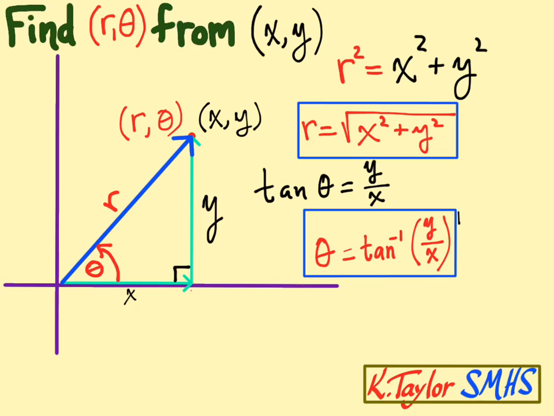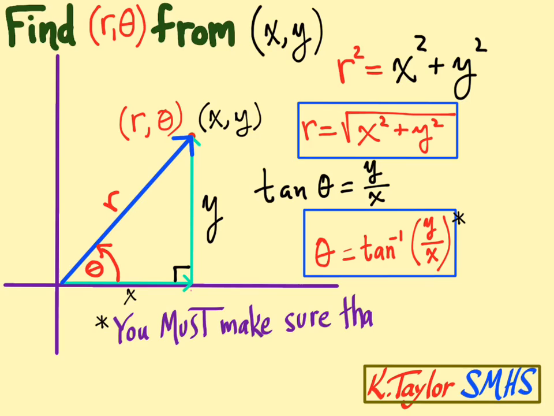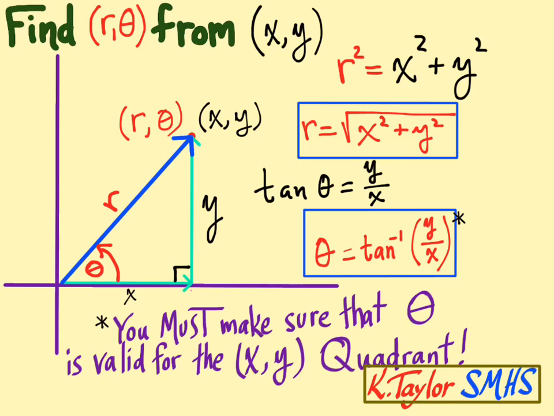Now, I have to add something in here. This formula that I've just written has a lot of baggage to it, okay? It really only works perfectly well in quadrant 1. It has problems in the rest of the quadrants. All right, if your point is located in quadrant 2 or 3 or 4, this formula doesn't work directly. You can use it, but you have to use a little bit of extra knowledge to make it work. So in general, when you use this formula to find the theta value for your point, you must make sure that your theta is valid for the xy quadrant that your point is in.